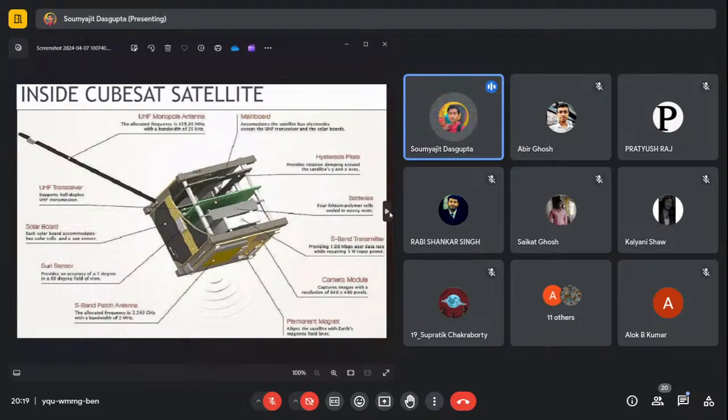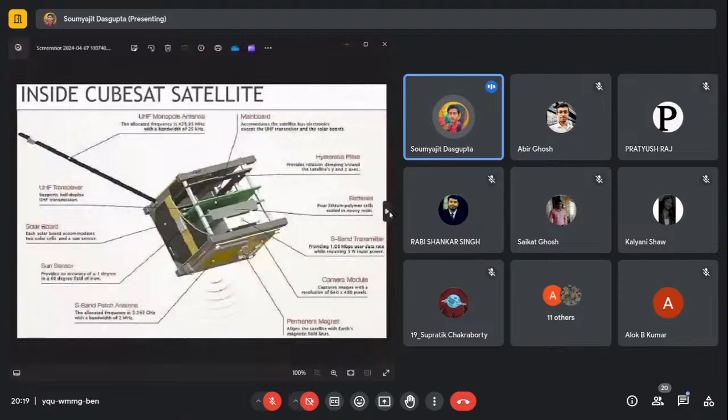Then comes the permanent magnets. Yeah, so a CubeSat must have a permanent magnet because it aligns the satellite position with the Earth's magnetic field. Okay, and then comes the S-band patch antenna. As I said, this patch antenna sends the data to the main monopole antenna, and that antenna sends the data to the ground station. Then comes the sun sensor. You can add a sun sensor, or you can also not add a sun sensor. It is not mandatory.